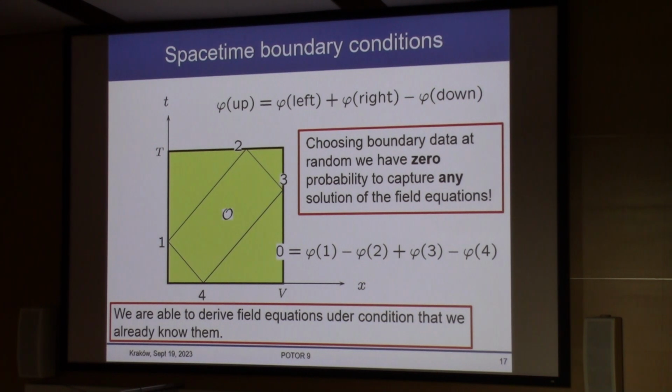This situation I would summarize as follows: this strategy to derive field equations from the Lagrangian, consisting in neglecting boundary conditions or imposing boundary conditions, means that we are able to derive field equations under conditions that we already know. Because knowing how to impose boundary conditions, I have shown you, is equivalent to being able to solve this equation. Therefore, it is nonsense.